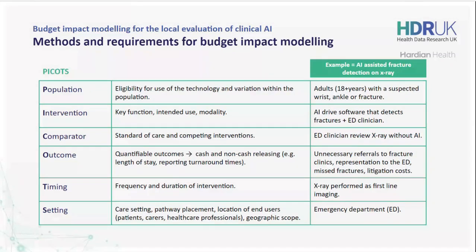So this is an overview of the PICOTS, or population, intervention, comparator, outcome, timing and settings framework, that we use in order to specify exactly what's going to be assessed in the budget impact evaluation. Just to note, this is specifically for the budget impact model. It's not necessarily reflective of the total benefit that technology could provide. It's really used just to be clear about the population and the outcomes that are going to be quantified in terms of the budget impact assessment that you're carrying out.